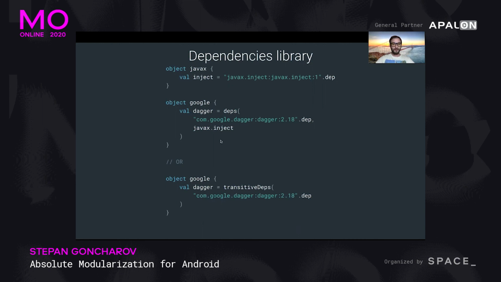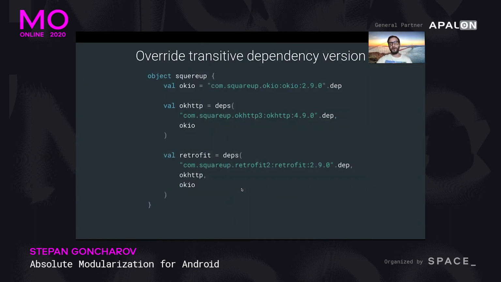And here is an example. In the case of Dagger, Dagger has a single dependency, which is javax inject. And here, if we're using deps, you're actually forced to specify all the transitive dependencies. It really helps when you have problems with version conflicts. And if you don't really want to deal with the transitive dependencies, you can use transitive deps, and it will work pretty much the same way as it works by default in Gradle.